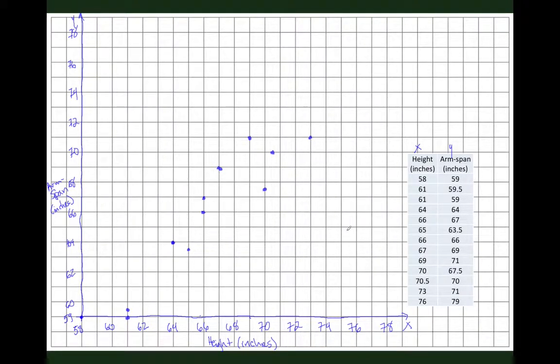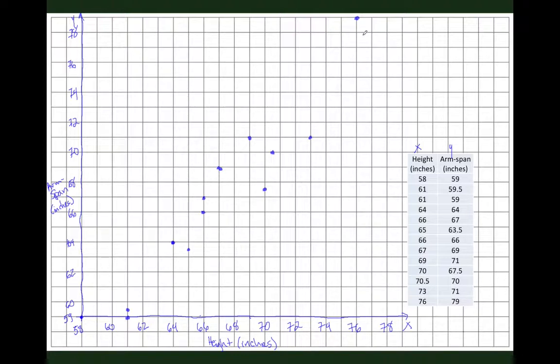And finally, we have Michael Phelps. Way up here. So yes, he's definitely, comparing his height to arm span to the other 12 people in this data set, we can see that he's quite a ways up here.